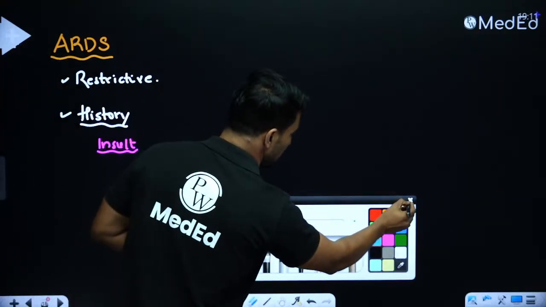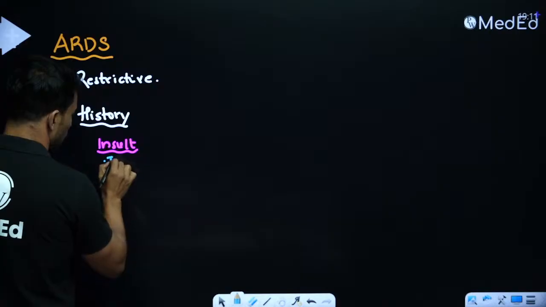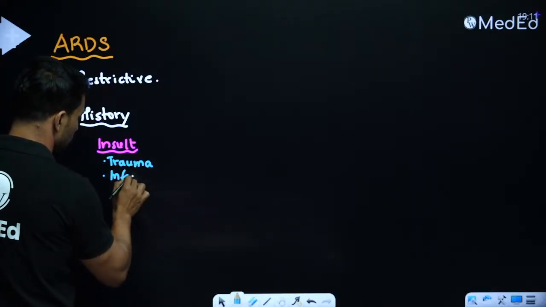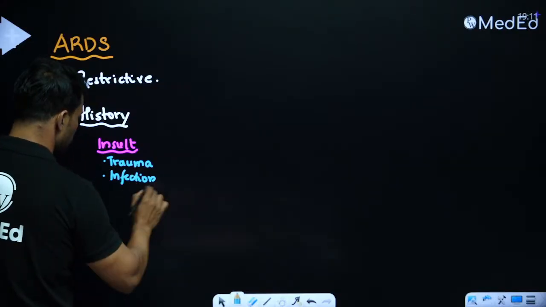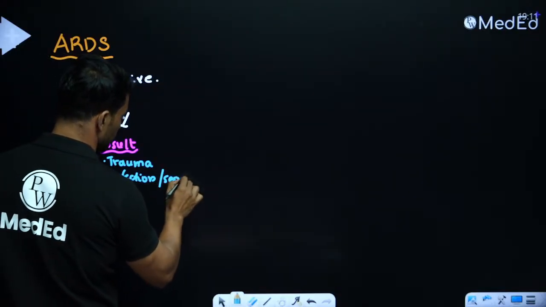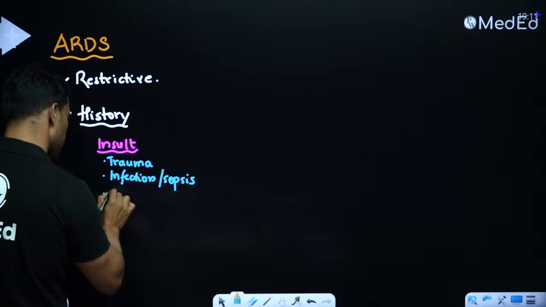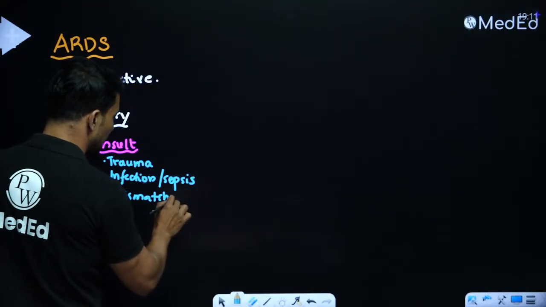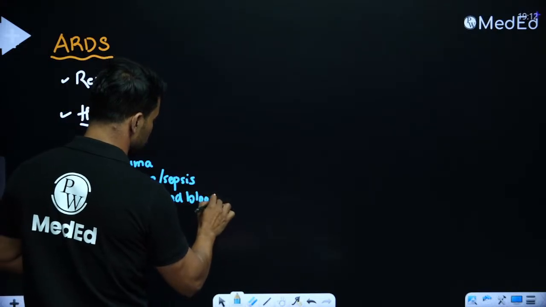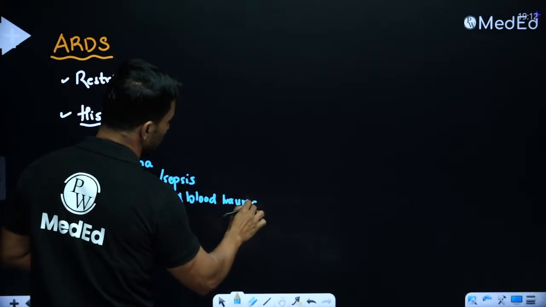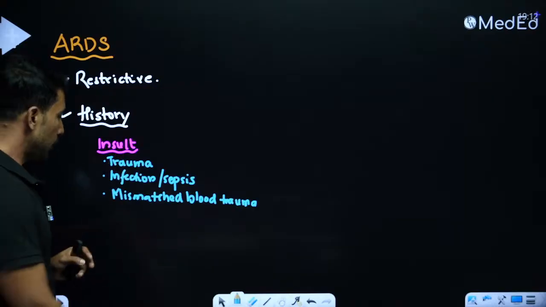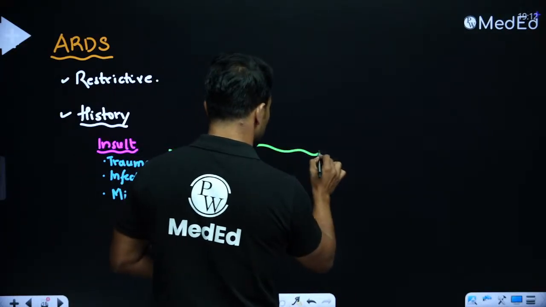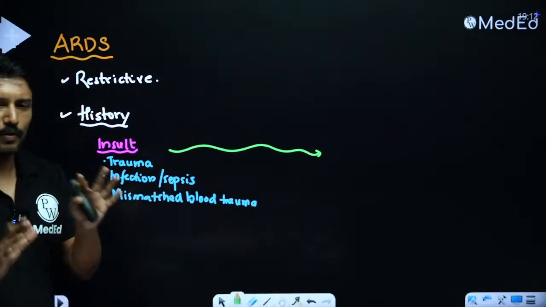the body. When I say insult, it could be trauma, it could be infection, sepsis, or mismatched blood transfusion, anything that can trigger inflammation in the body.